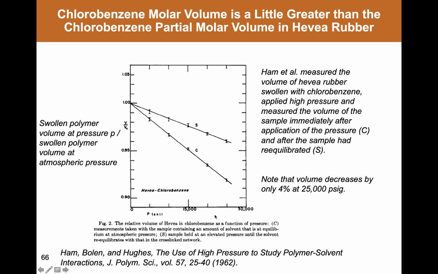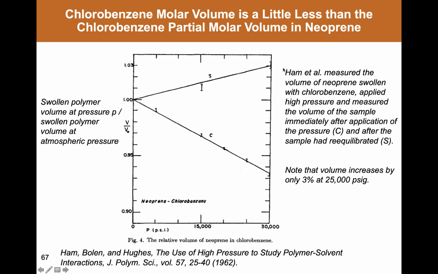And Ham et al. looked at a very wide pressure range. If they had been down in the 100 atmospheres or so that Rosenbaum and Cotton were studying, or the few hundred psi that Paul et al. studied, they would have seen essentially no impact of pressure on the concentration of chlorobenzene dissolved in this polymer. In the case of neoprene, the chlorobenzene molar volume is a little less than the partial molar volume, and so over a very wide pressure range you see a slight increase in the amount of chlorobenzene sorbed in the polymer.